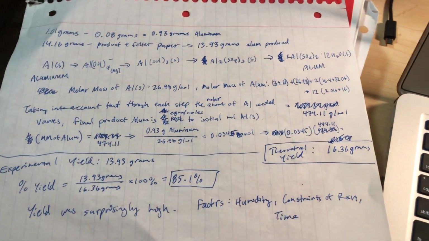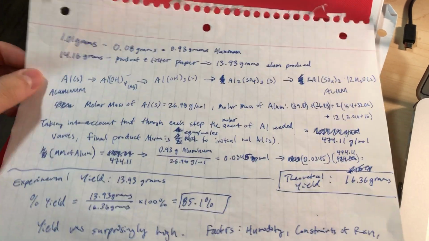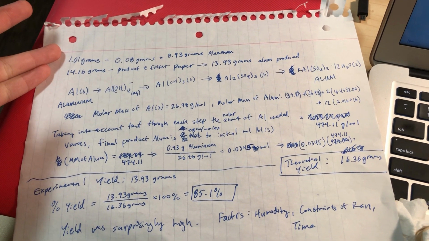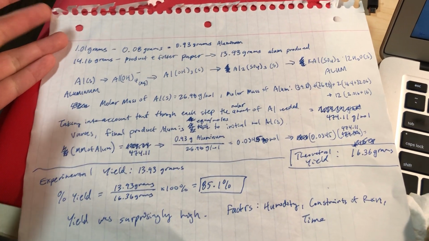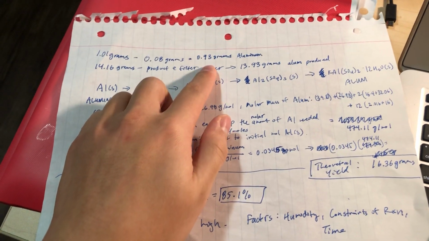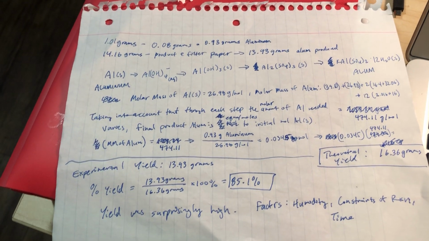So they've grown pretty well. We'll see next week exactly how big they'll get. And then in terms of the aluminum and the calculations that we went through, at the beginning we had 1.01 grams of pure aluminum from aluminum foil. And then we dissolved that, and when we filtered out any solid particulates, there's 0.08 grams of solid particulates left. So that means only 0.93 grams of aluminum was actually dissolved into the solution by the acid.